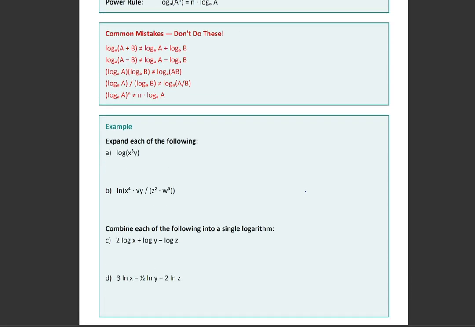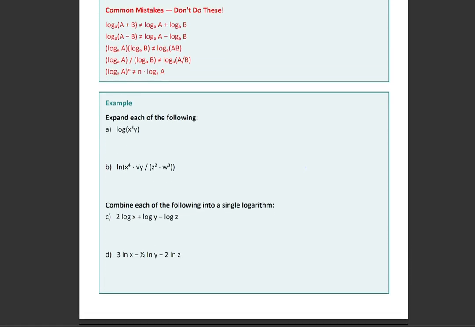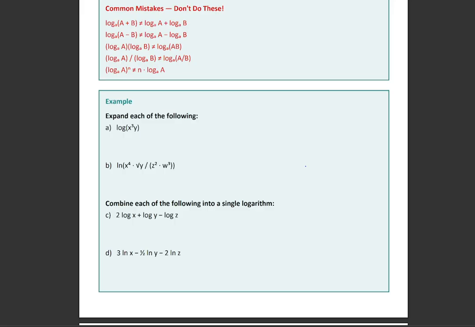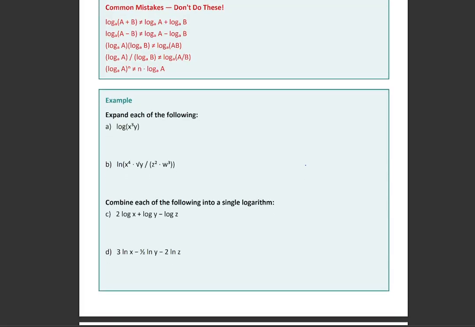So looking at our examples, let's first try to expand our logs using our rules, and then we're actually going to combine our logs using our rules. And either one has different applications. Sometimes you're trying to solve something where you need to actually bring it together, and other times you want to expand it. So using our first rule on our first problem, we have x cubed times y inside the logarithm.